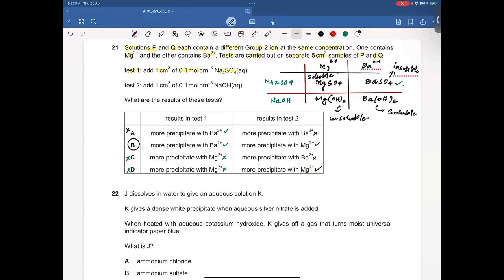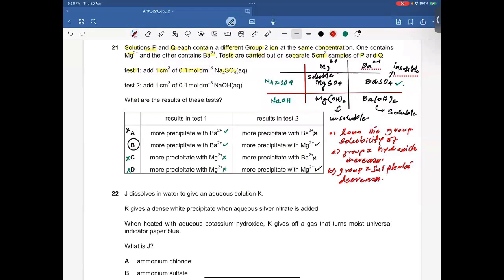So you need to remember two things here. Down the group, solubility of group 2 hydroxides increases, and solubility of group 2 sulfates down the group decreases. Okay, so you need to remember these trends which we have discussed already in the class.